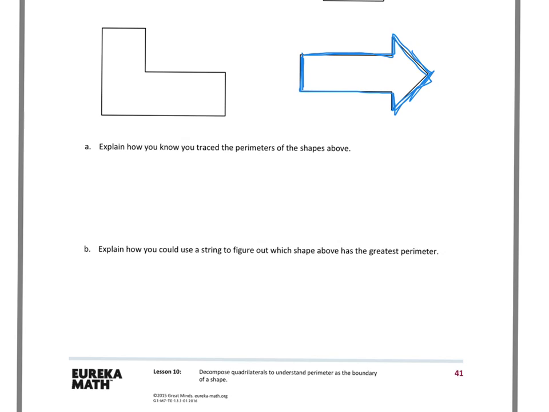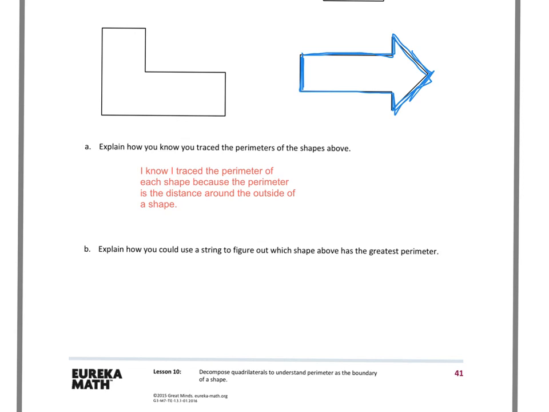And then when it says explain how you know you trace the perimeters of the shapes below, it's getting the definition in there, saying that you trace the distance around the outside of the shape or the boundary of each shape. That's considered the perimeter. And there's my explanation right there. I know I trace the perimeter of each shape because the perimeter is the distance around the outside of a shape.